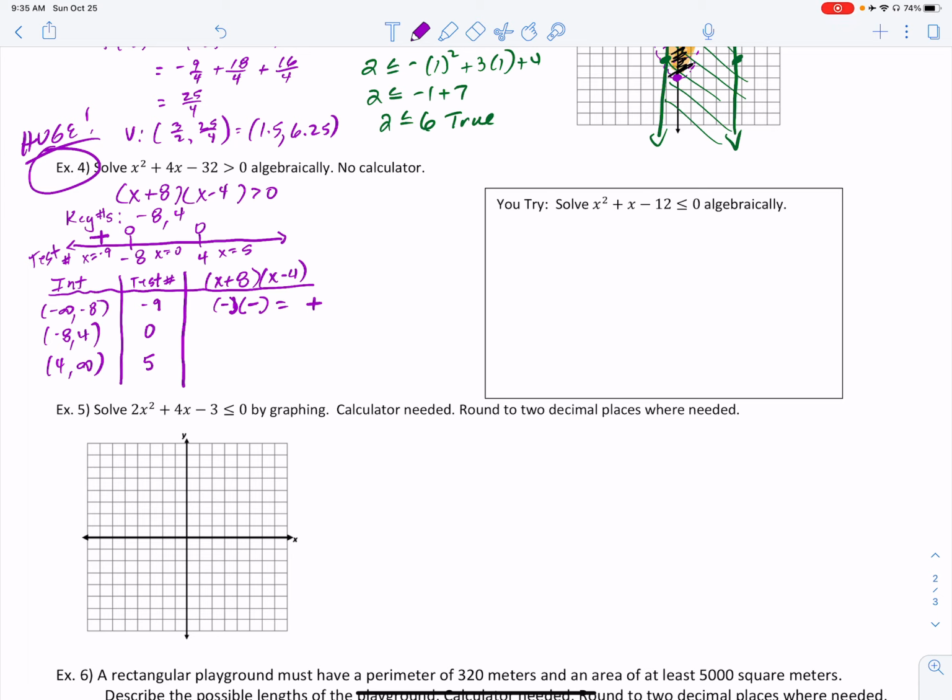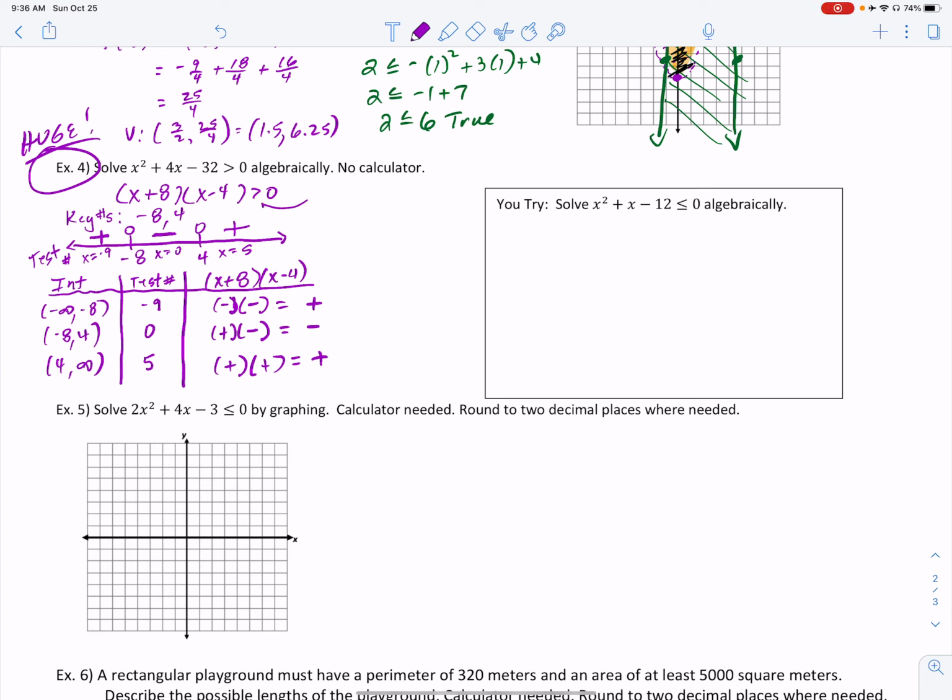If I plug in my test of 0, 0 plus 8 is positive. And yes, I want the chart done just like this with the positives and the negatives. Everything I'm showing you is what I want on these. If I put 0 in for x, or 0 minus 4, you get a negative, and a positive times negative is negative. And then if I plug in 5, I get a positive, and 5 minus 4 is also positive, so this ends up being positive. And so in the interval from -8 to 4, the y values are negative. In the interval from 4 to infinity, the output would be positive.